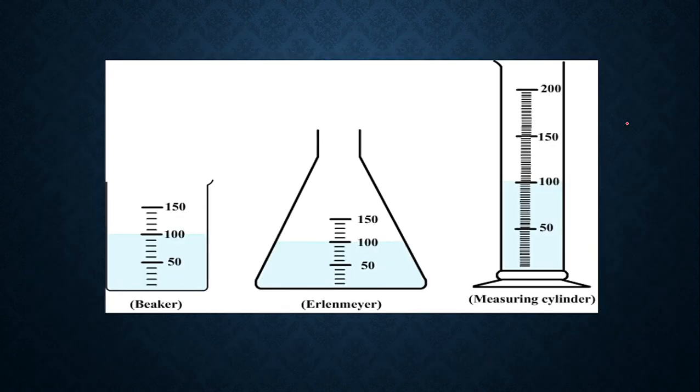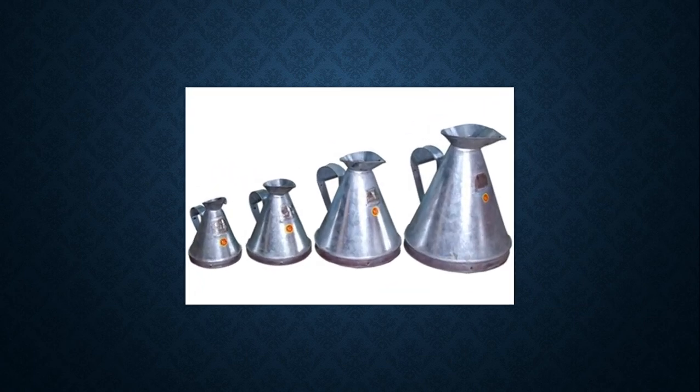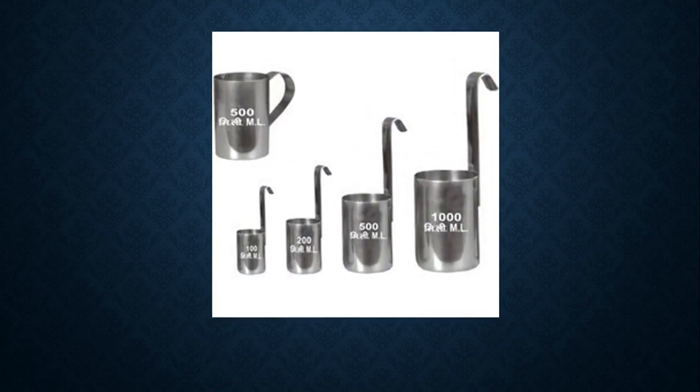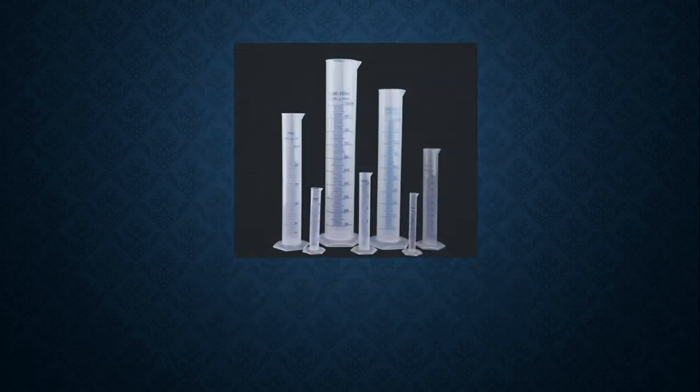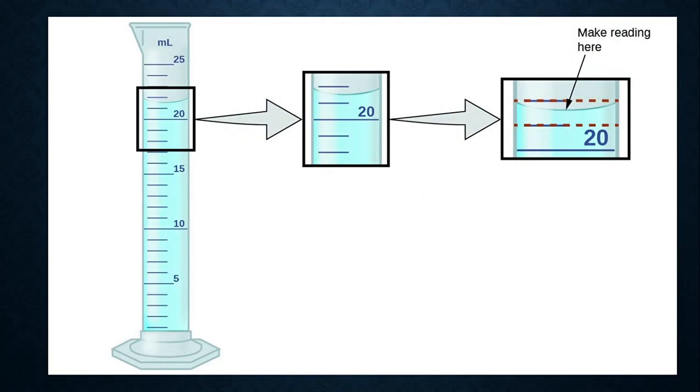There are some things that we use for measuring volume: beaker, measuring cylinder. These are other examples. This you use for measuring kerosene, and this for measuring milk. Measuring cylinders we see in our labs, and we measure using the lower meniscus, the lower part of it.